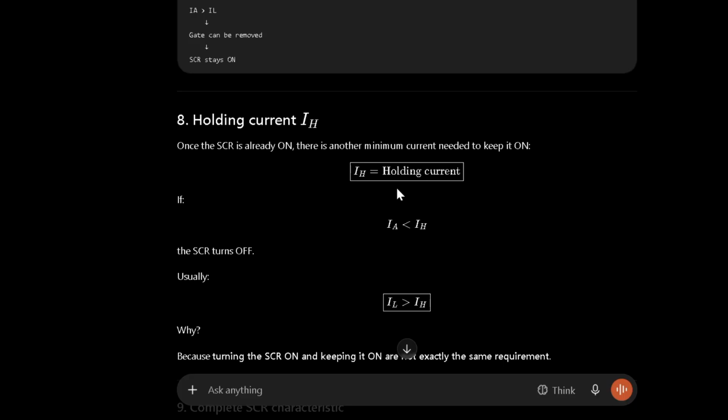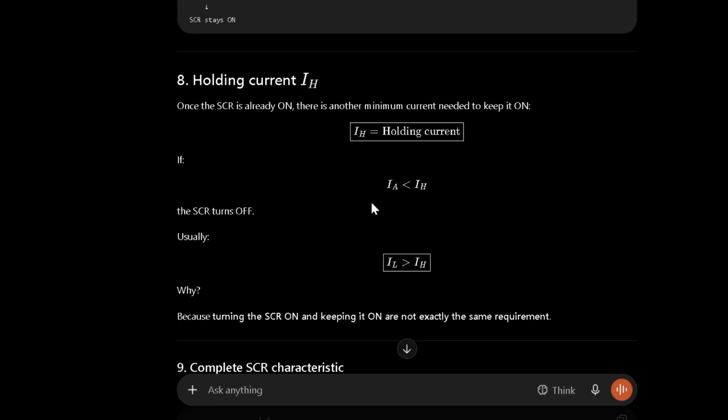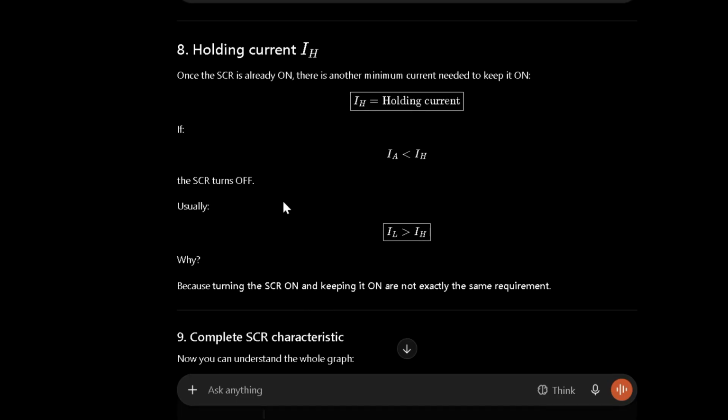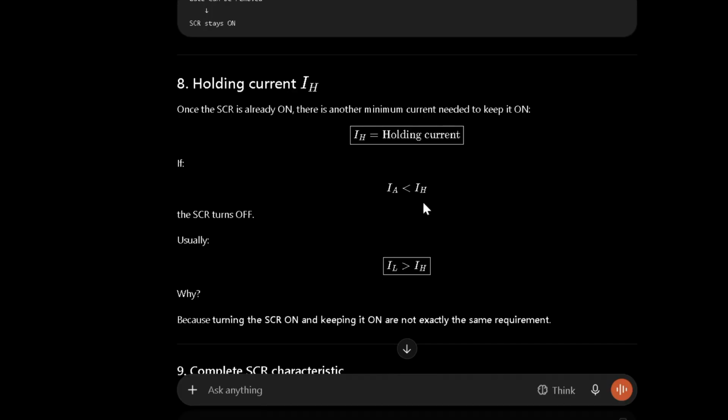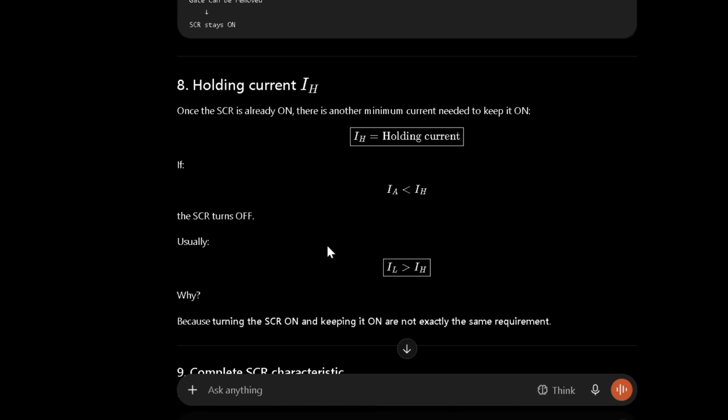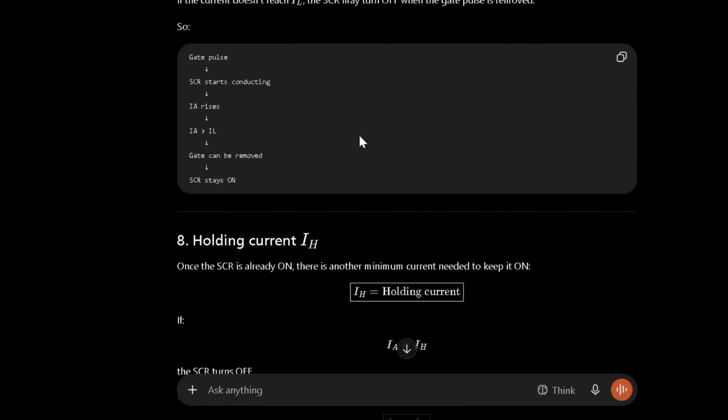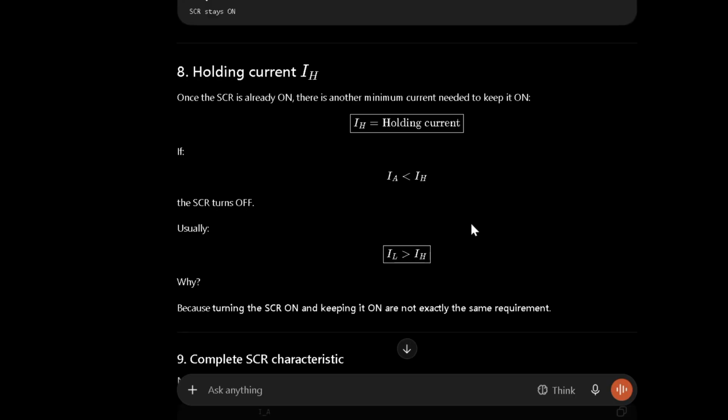IH equals the holding current. If IA is less than IH, the SCR turns off. So after it is turned on, instead of IL, which we call the latching current, here it is the holding current. We can also find the holding current by observation. As IA becomes less than IH, the SCR turns off. Usually IL is greater than IH.